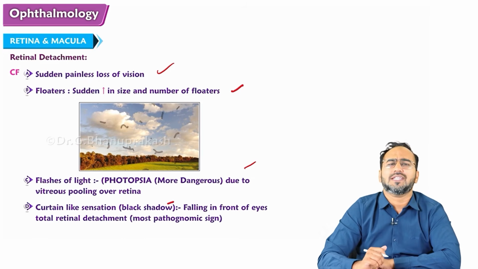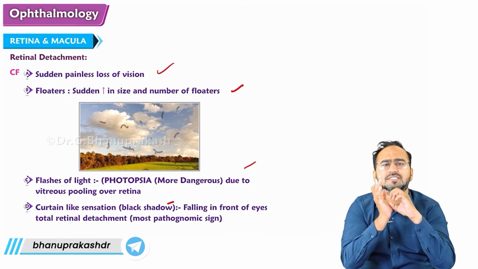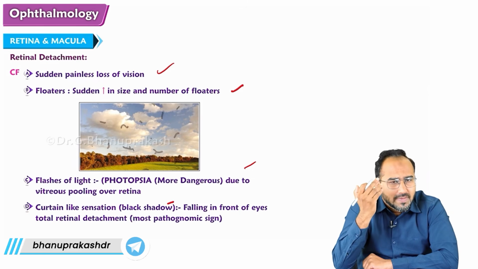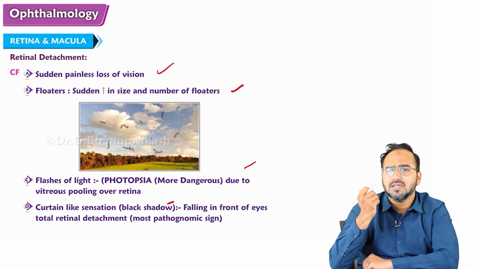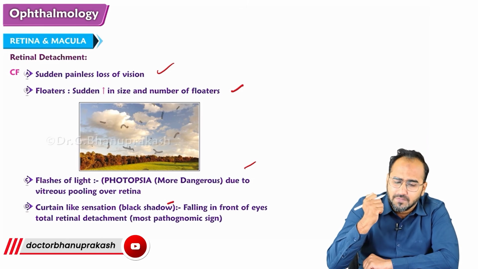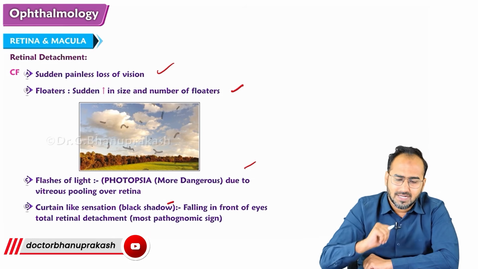We are discussing retinal detachment, guys. What are the clinical features of the patient? If the retina gets detached, the patient will have floaters, photopsia, and a curtain-like sensation falling in front of the eyes, which is also called shadowing, right? It is the most pathognomonic feature of retinal detachment.